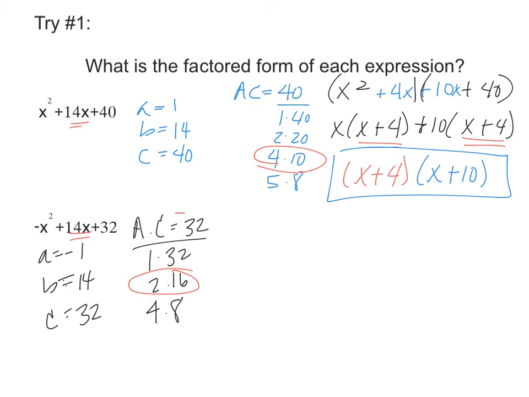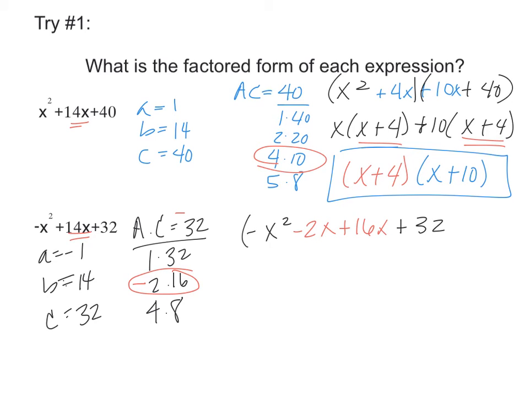But since it had to be -32, then that means either 2 or 16 is going to be negative. And the one that's going to be negative is 2, because 16 minus 2 will give us 14. Okay, so here we go. -x squared and 32 still go in their spots. And then I have -2x plus 16x.